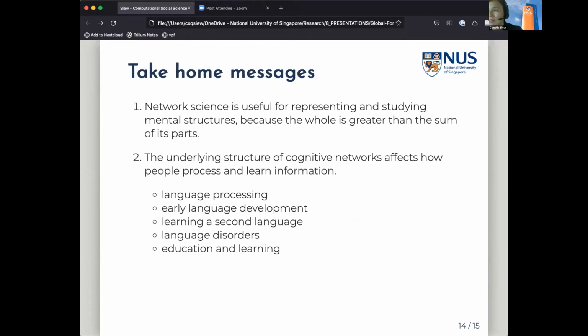Went a bit over time, but just to very quickly reiterate: network science is a really powerful, flexible set of tools for representing complex systems. And here I'm just focusing on mental structures or cognitive structures. There are five different areas that I do some work in, and they all point to the same take-home message, which is that the structure of cognitive networks affects how people process and learn information. If we care about how people learn and process information, we need to think about cognitive structure, and networks are a great way to go about it. Thank you.